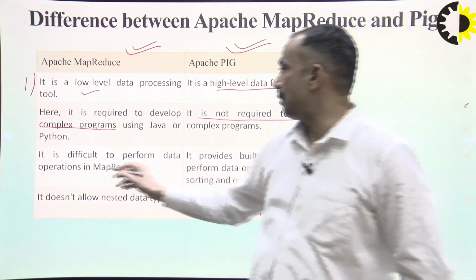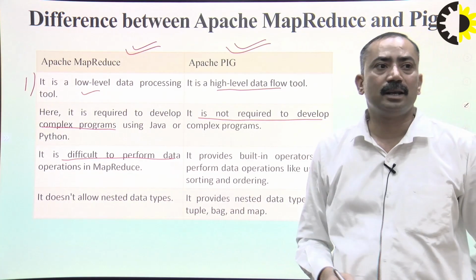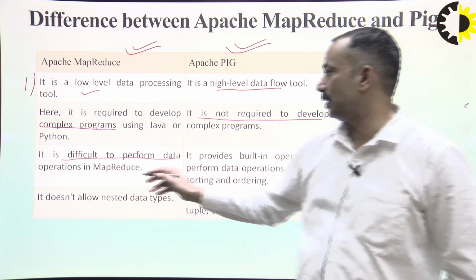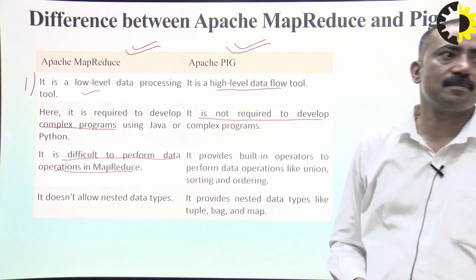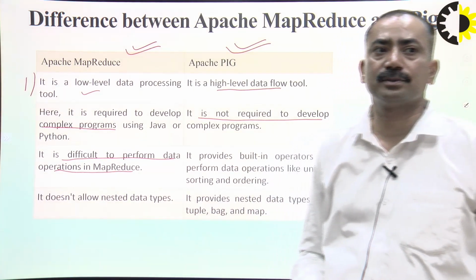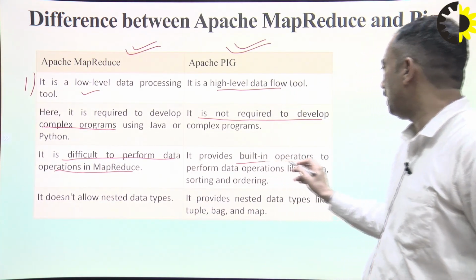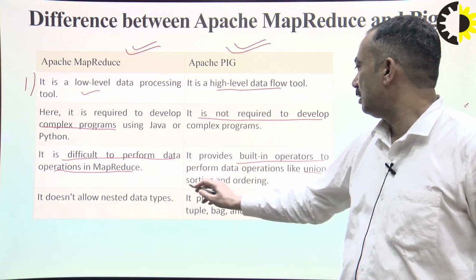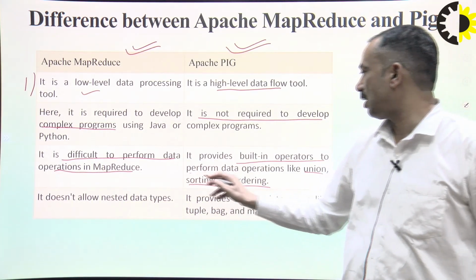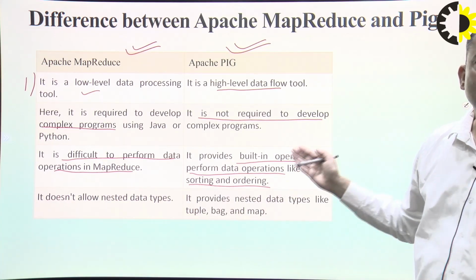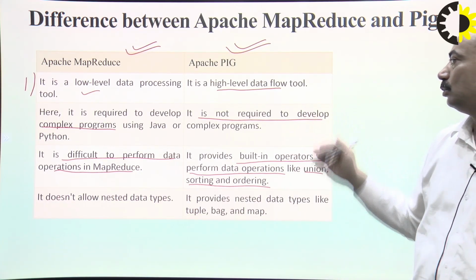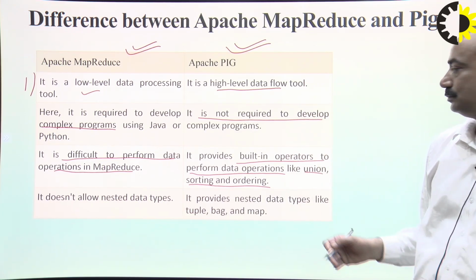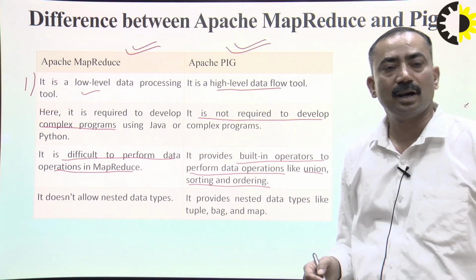In the case of MapReduce, it is difficult to perform complex data operations. And Apache Pig provides built-in operators like union, sorting, and ordering to perform data operations. So we have built-in operators, no need to develop complex programs, and a high-level data flow language. So we can reuse the programs if the language is high level.